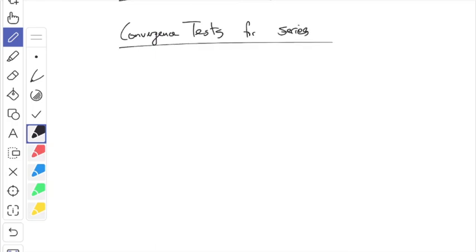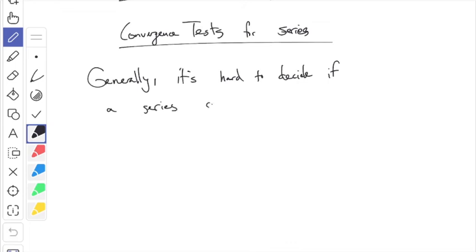Convergence tests for series. That is, if I show you a series, can you tell me if it converges or not? Now, for a geometric series, this is easy. But let me just say, in general, it's hard to decide if a series converges or not. All right?